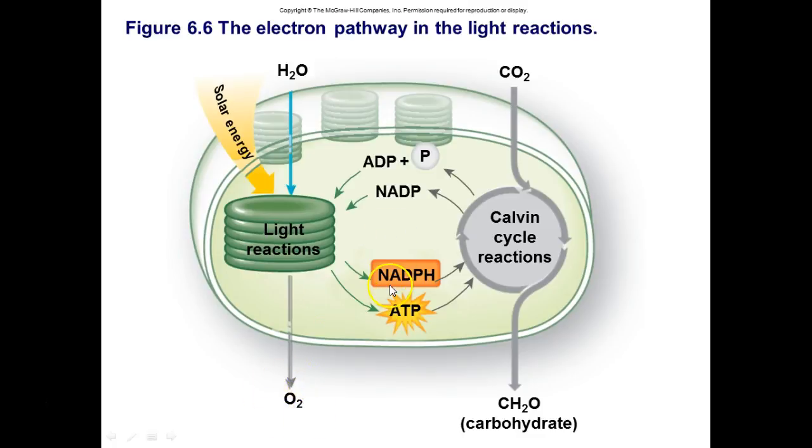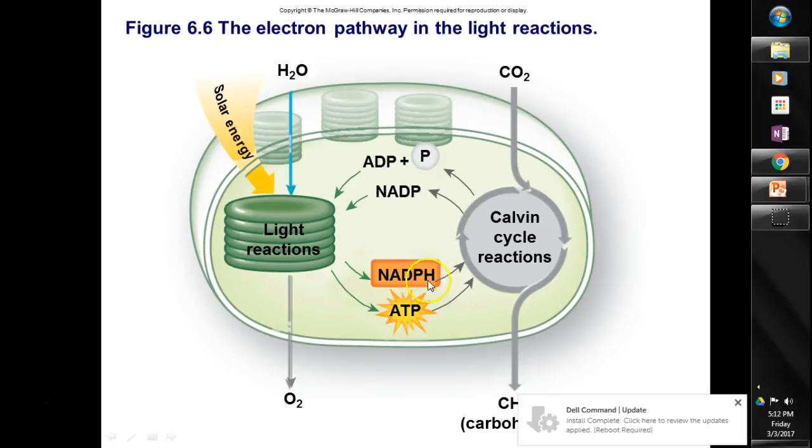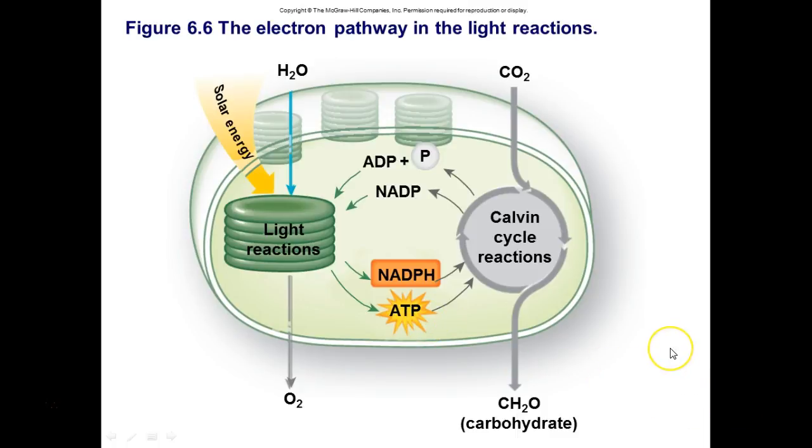It's going to provide reduced NADP. So NADP is a coenzyme that's going to be carrying the hydrogens. And then ATP is going to be synthesized as well. The NADPH is going to be used in the Calvin cycle, and so will the ATP. So we'll look at the Calvin cycle second.